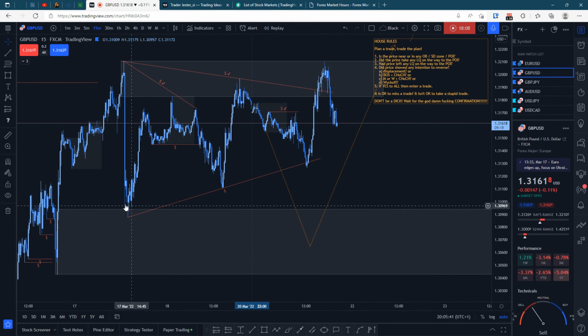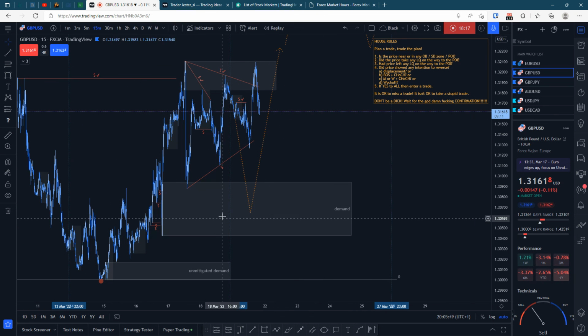This is not a strong low, and I'm still expecting the price to do a deeper mitigation of this demand zone before going higher. And yes, that's it for the price action review.